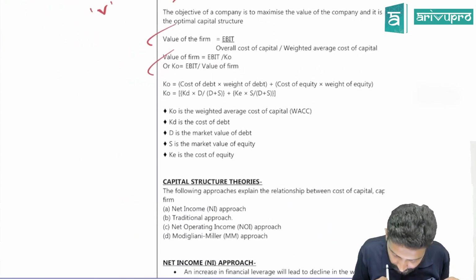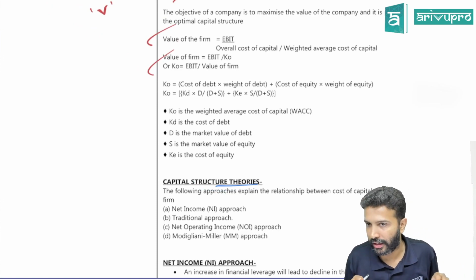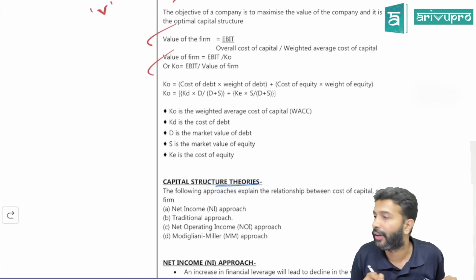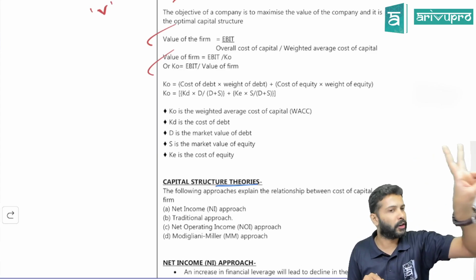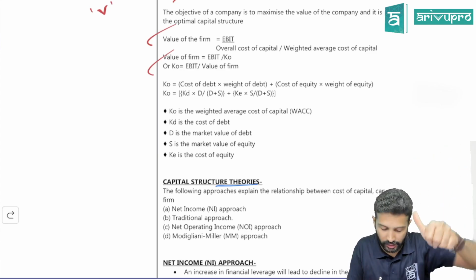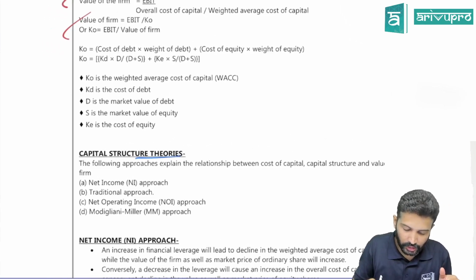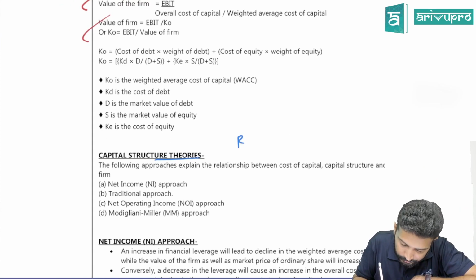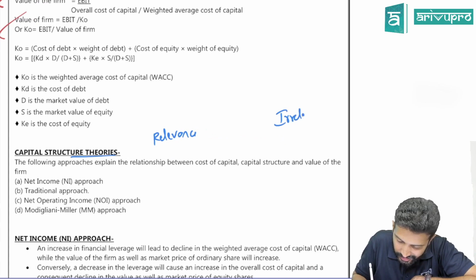Now, capital structure theories are there. Few people have done their own analysis and given their own thought process. That we are calling capital structure theories. Theories can be broadly classified into two things: relevance theory and irrelevance theory. I have not written it, okay, no problem. It is there in the chart book.